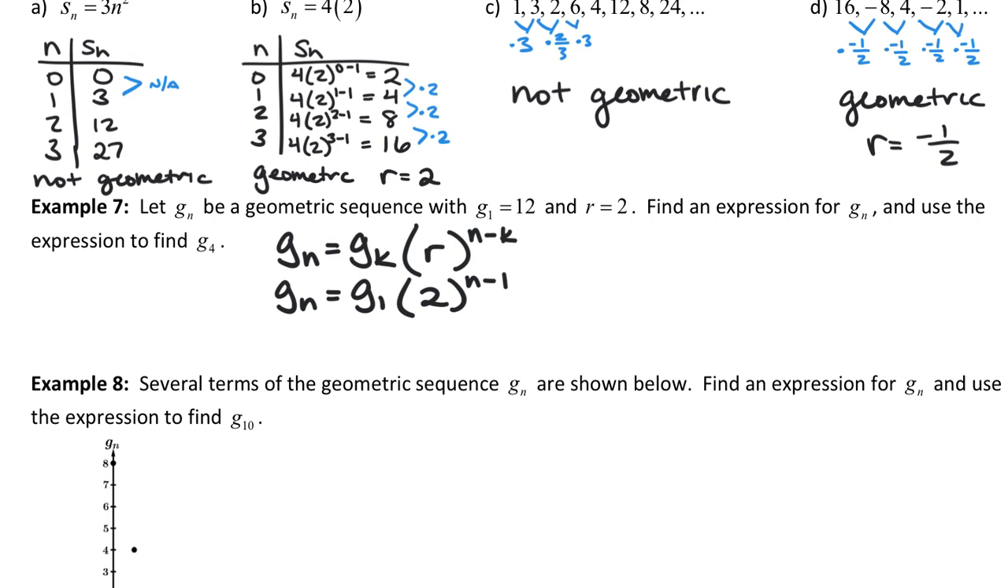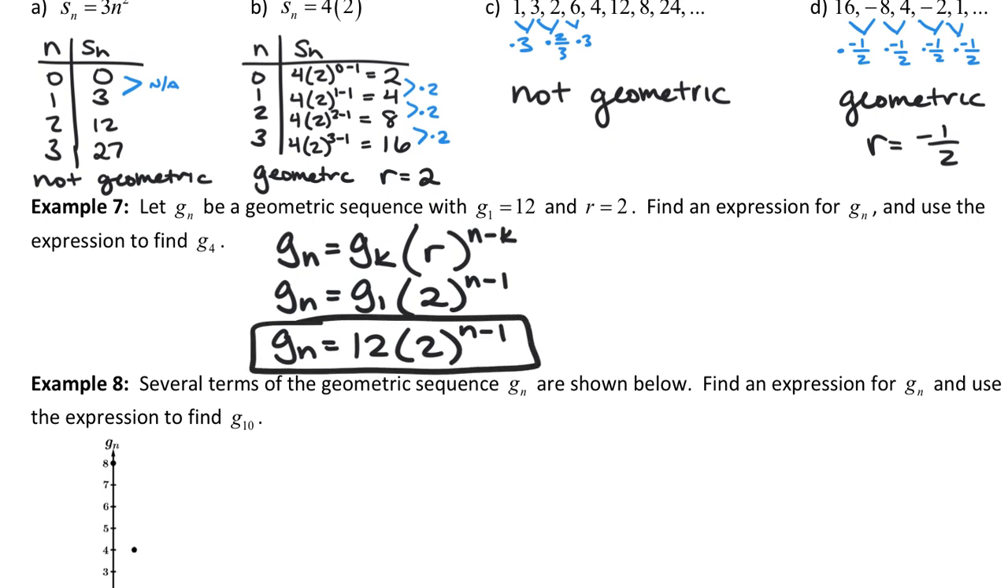But what is the value of G sub 1? 12. So this is 12 times 2 to the n minus 1, and we're done. Again, I wrote a lot of extra work on here. You probably won't need to do that when you're doing this problem, but these are our notes. We want to make sure we're writing enough so we look back and we're like, oh, I know what I did here. But we have this formula.